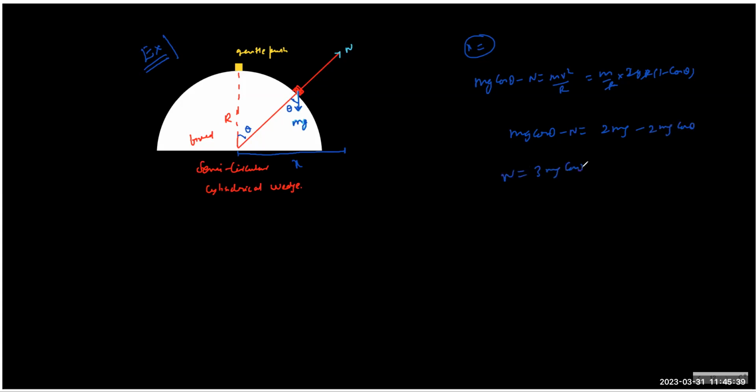3mg cos theta minus 2mg. And if you put N equal to 0, you get cos theta equals 2/3.